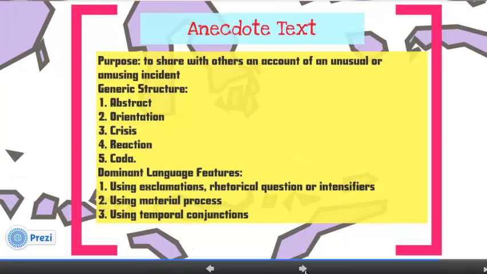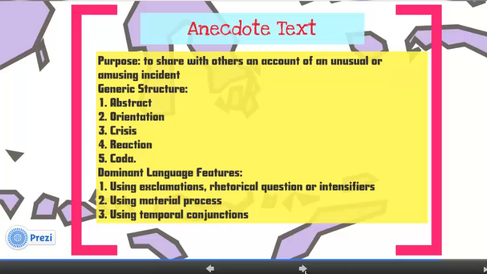And the last kind of English text is anecdote text. The purpose of anecdote text is to share with others an account of an unusual or amusing incident. The generic structure is abstract, orientation, crisis, reaction, and coda.